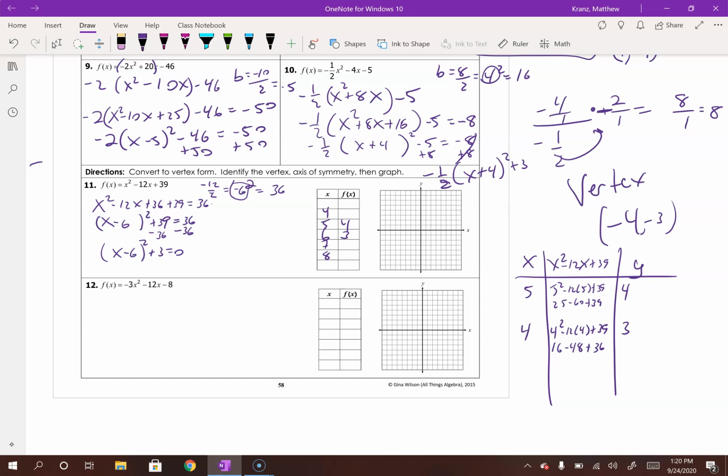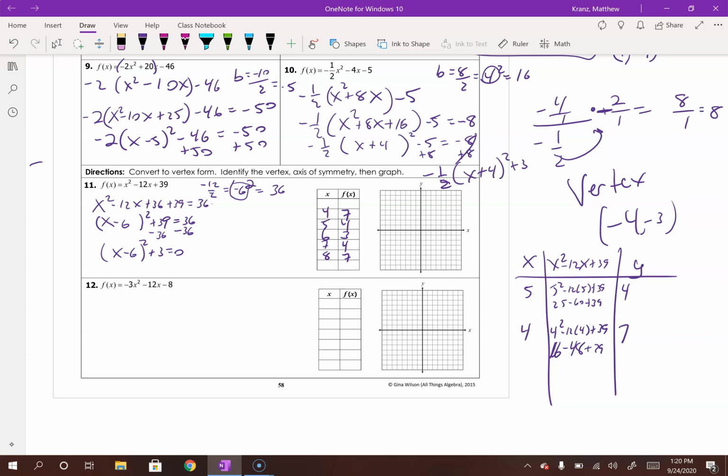But wait. Bad arithmetic. 16 minus 48, that's negative 32, plus 39 is 7. So that'll be a 7. And these will be the same, 4 and 7.